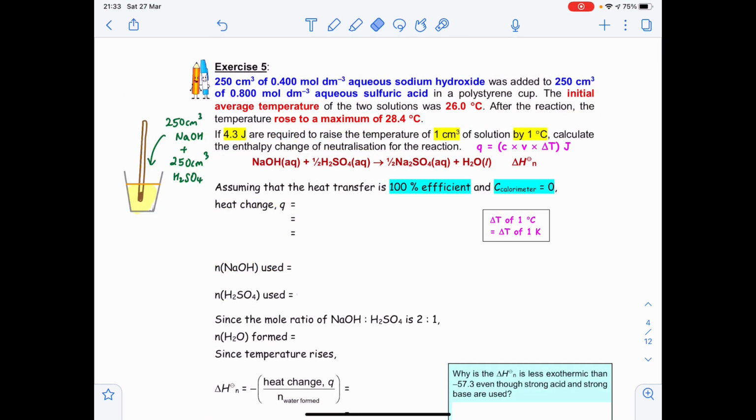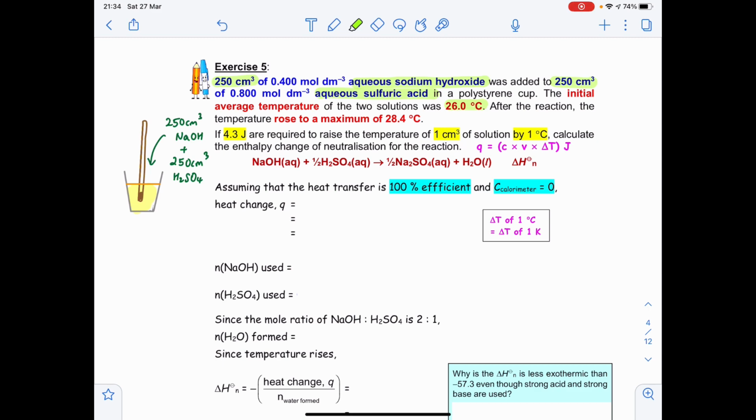Let's complete exercise 5 together to see how the enthalpy change of neutralization can be determined experimentally. In this experiment, you are mixing 250 cm³ of aqueous sodium hydroxide with 250 cm³ of aqueous sulfuric acid in a styrofoam cup, a polystyrene cup. Before mixing, you will measure the initial temperature of each solution, then obtain an average initial temperature of the solution, which is given to be 26.0 degrees Celsius.